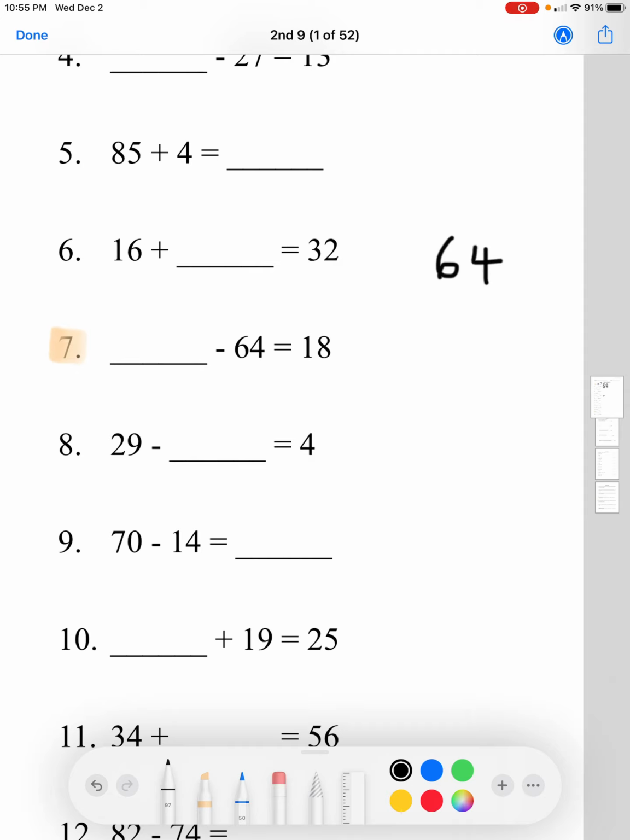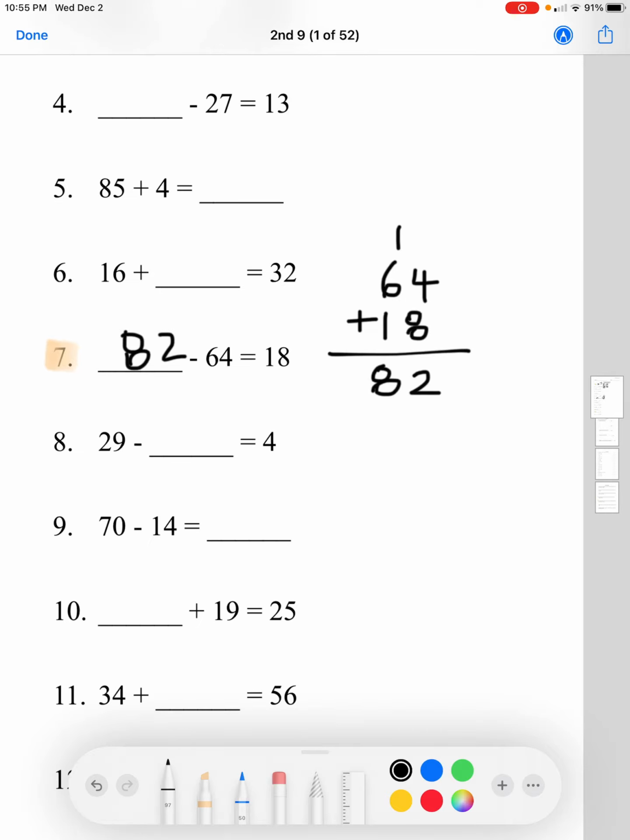So we'll be adding 64 plus 18. We have 4 plus 8, which equals 12. So we put the 2 here, regroup the 10 into the tens place. Now we have 1 plus 6, which equals 7, and then 7 plus 1 equals 8. So now we have 82 minus 64 equals 18.